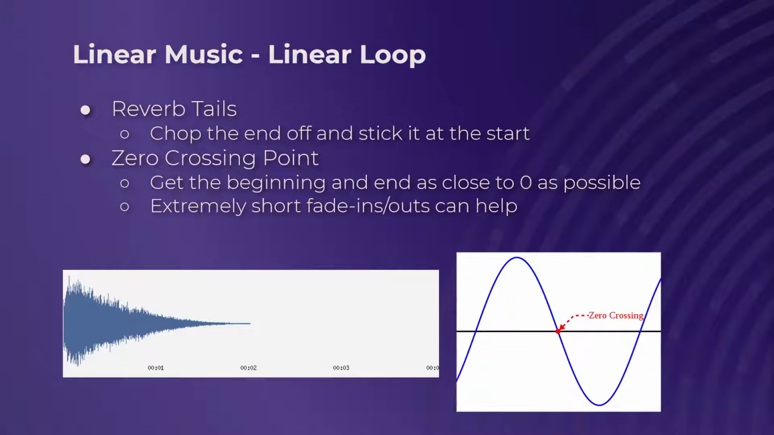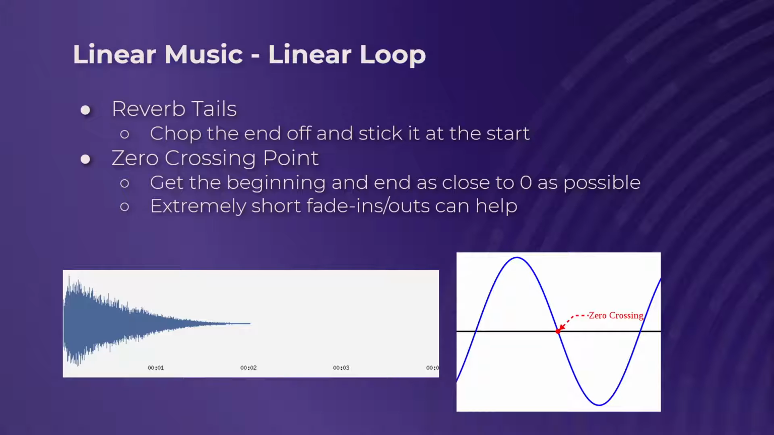But if you chop the end of a loop off and stick it right at the beginning to overlap with the first note, then it'll be a seamless loop. Another thing you've got to watch out for is the zero crossing point, which is pictured in the bottom right. In a sound form, you've got the squiggly lines, the sine waves, and where the line is in the middle, that's the zero point. You always want the beginning and the end of a song or a track or a sound or anything really to be centered on that zero crossing.